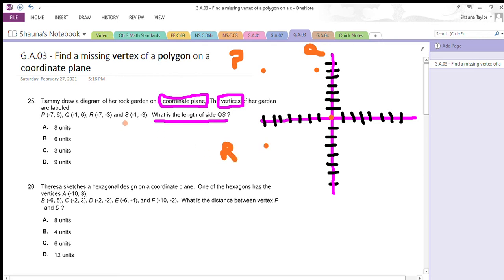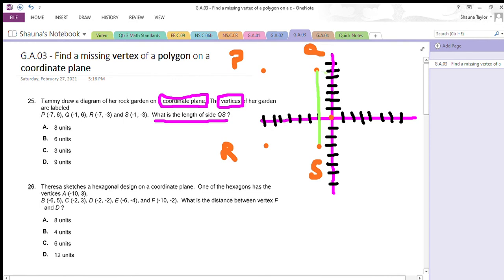And so next is the S, -1 and -3. So start at my origin, -1, and then 1, 2, 3. Okay, so there's your S. So now let's go back to our question. What is the length of side QS? So all you had to do here is find the Q and find the S, and they want to know the length. So all you got to do is count from here all the way down. That's all they want. So if you start from here, see this line here?